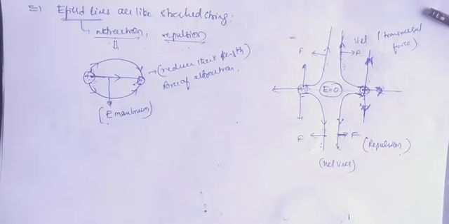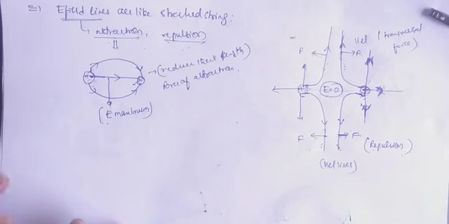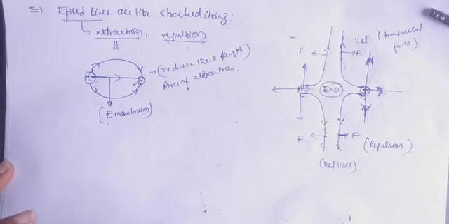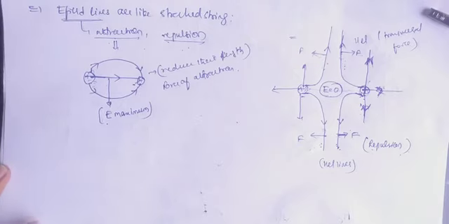Now we have to get the shapes from the electric field lines. That means we have to get some shape of the electric field lines. For a point charge the shape is different, and for a line charge the shape is different. The shape of the field lines depends on the shape of the charge distribution. We have many types of charge distribution, that is point charge, line charge, and sheet charge. So depending on the distribution of charge we get the field lines.